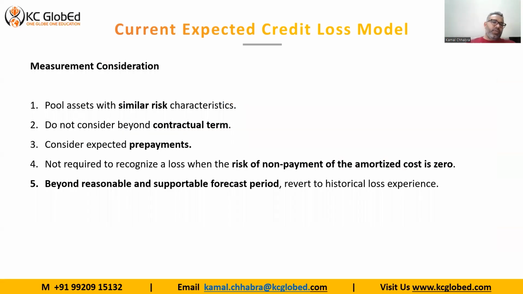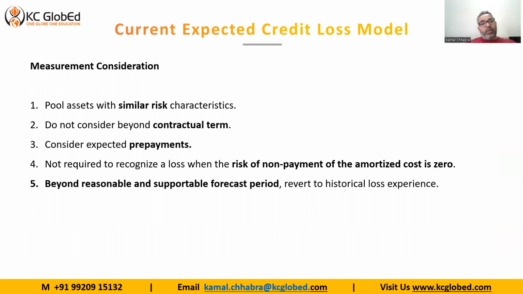So what all considerations do you need to give? Pool assets with similar characteristics, similar risk characteristics. Do not consider beyond the contractual term. Consider the expected prepayment. If there is already a prepayment, then you should not consider any loss on that because you have already received the money.